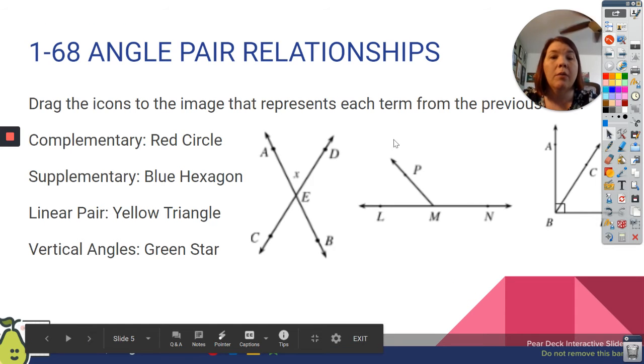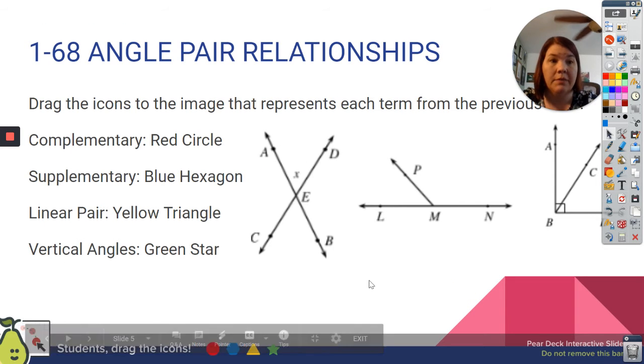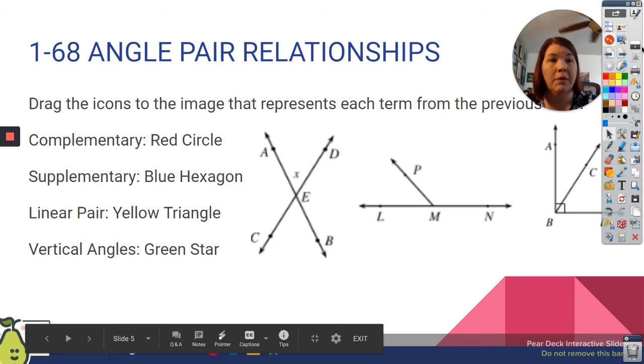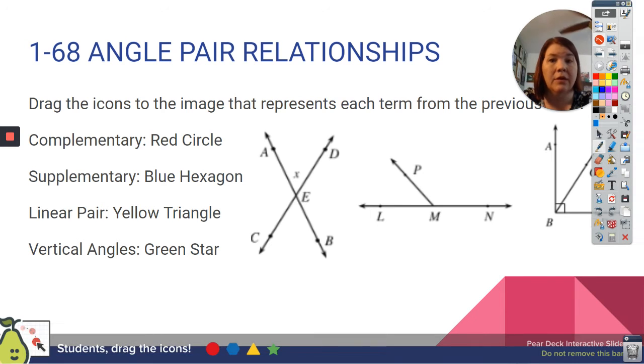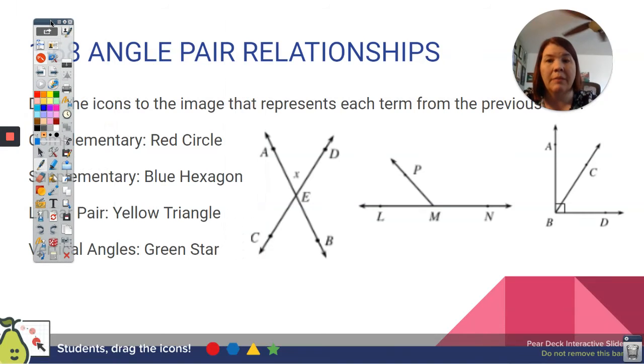So now what you're going to do is drag shapes onto the different pictures. You have these 3 pictures in this. I'm going to just move it over here because I need to be able to change colors. So I have a red circle, a blue hexagon, a yellow triangle, and a green star. That's really important. Let's start with the green star. The green star is the vertical angles. That's this one. See, that was just like that X I just drew. I was talking about this angle and that angle.